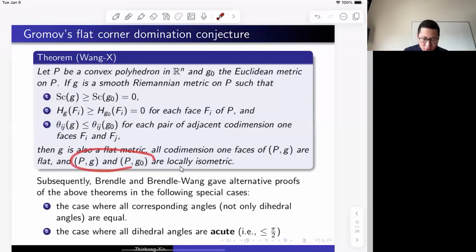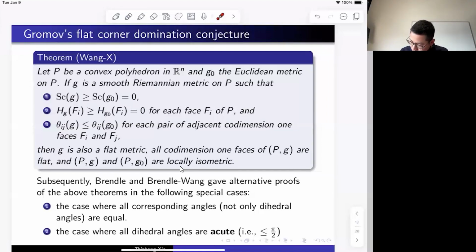In fact, the new metric and the old metric G0 are locally isometric. I should mention that subsequently, Brendle and Brendle gave alternative proofs of the above theorems in the following special cases: the case where the corresponding angles are equal, and the second case where the dihedral angles are acute.